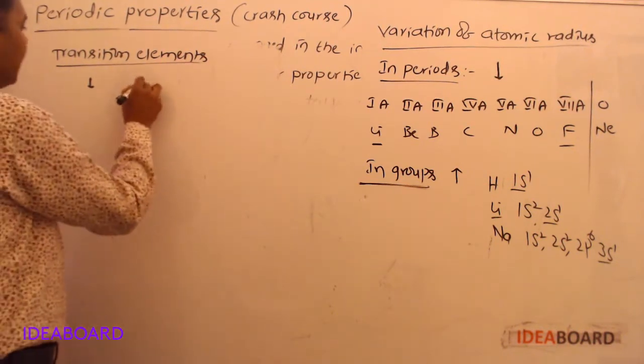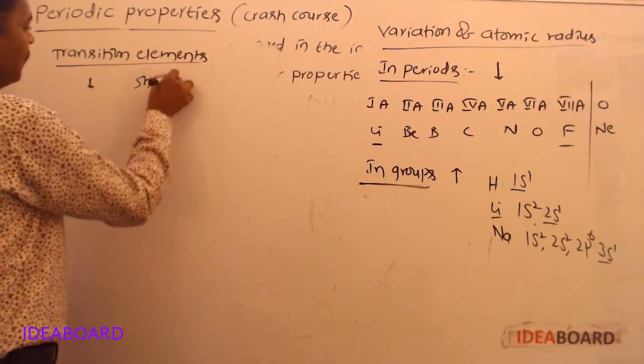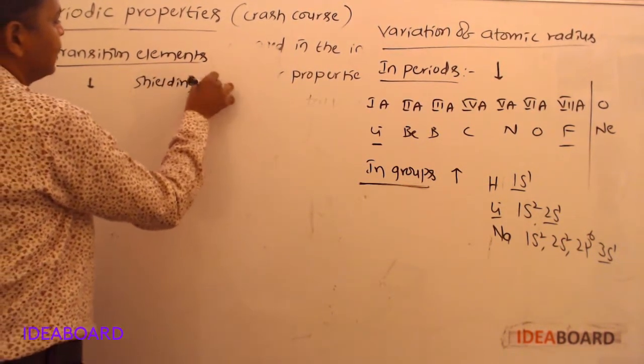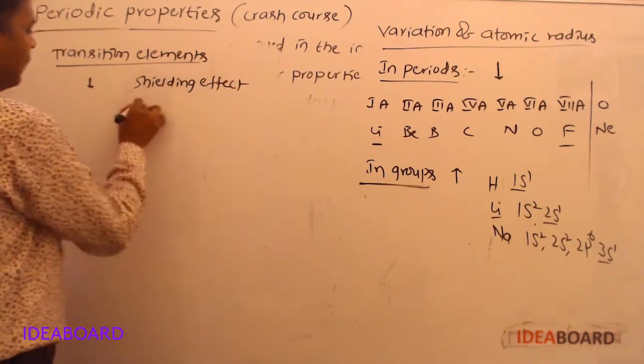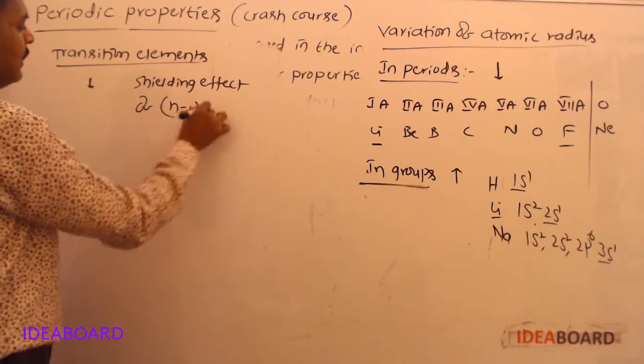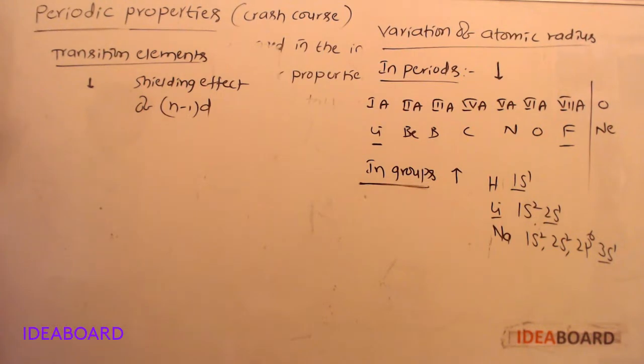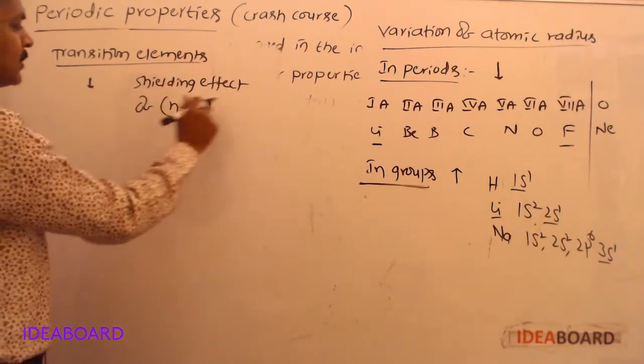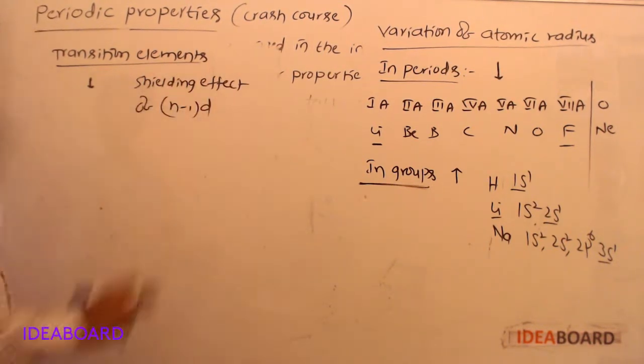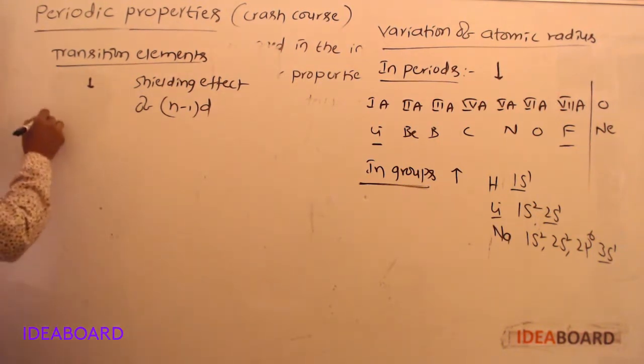That is because of the shielding effect of n-1 d orbitals. Due to the shielding effect of n-1 d orbitals, the decrease in atomic radius is less.